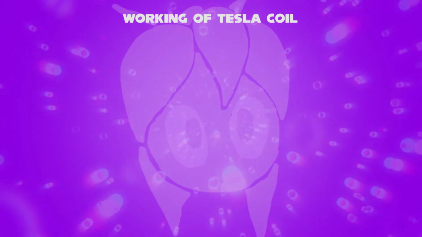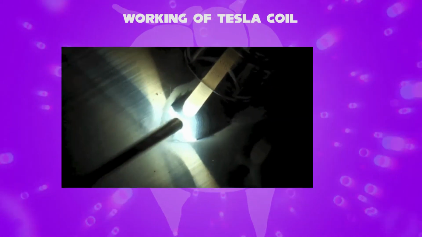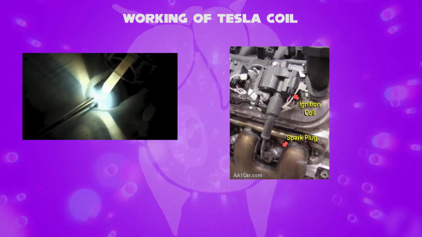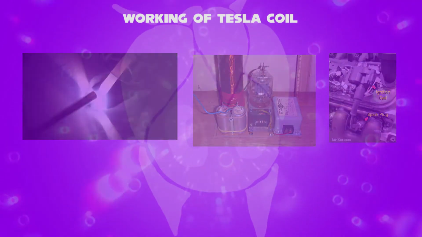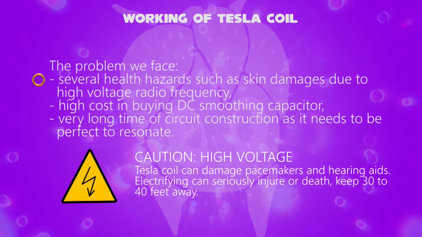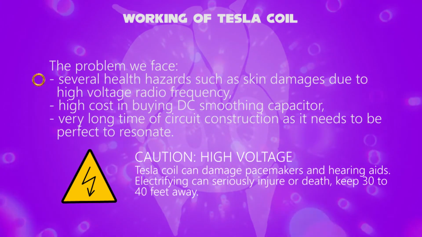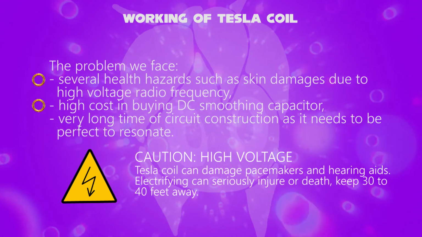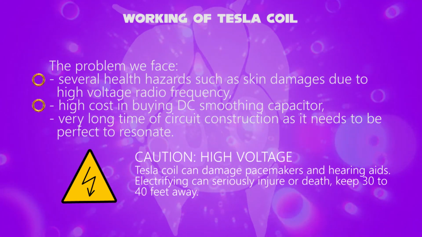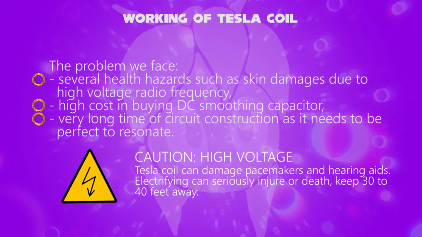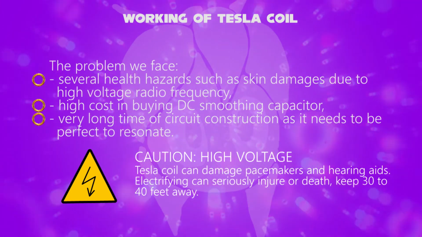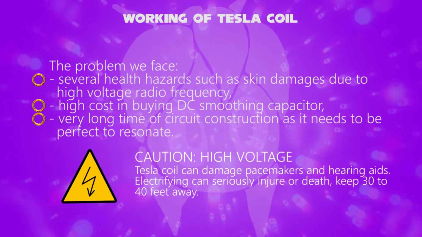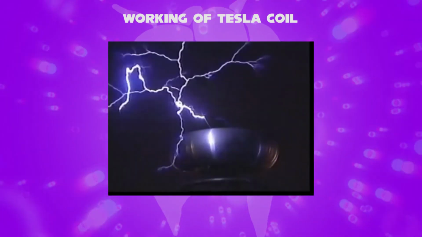Applications of Tesla coil were used in aluminum welding, spark plug ignition for cars, high vacuum systems, and other applications. The problem is we face several health hazards causing skin damage due to high voltage radio frequency, high costs in buying a large DC smoothing capacitor, and construction of the circuit consumes much time as it needs to be perfect to resonate. You'll need to be very careful about high voltages or else it may cause injury or death.